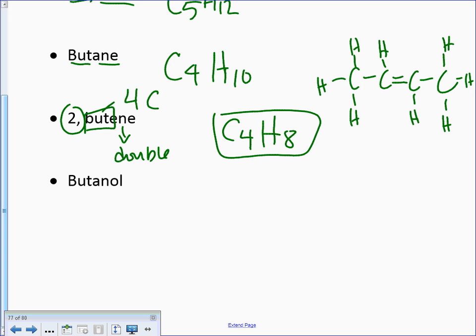Okay, butanol. Butanol. What's bute mean again? 4 carbons. So do we have an estimate on our H's and maybe what this ending means? Maybe 10, right? So you're saying in your head 2n plus 2. But actually one of those H's is replaced with an OH. So that's H9, and then you can just put the OH on the end like this.